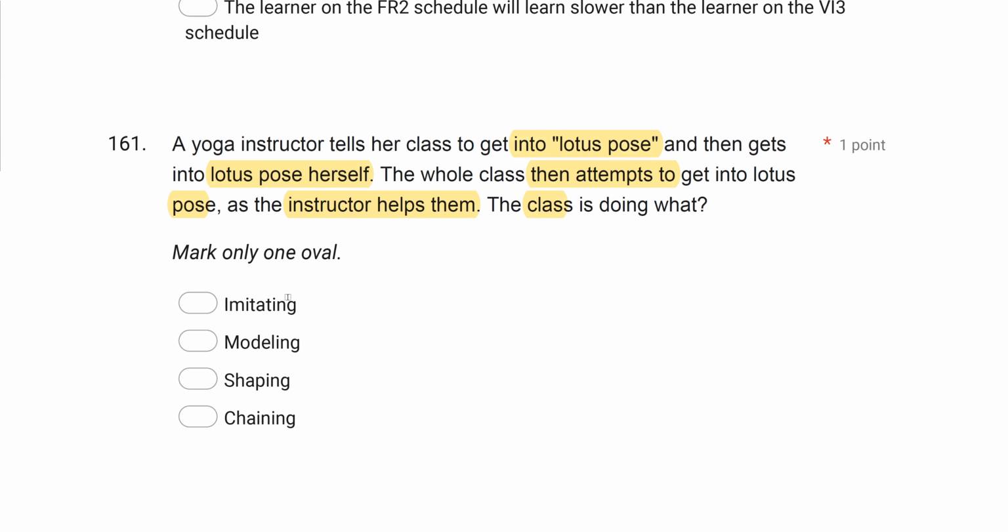There's a lot of questions on the exam. Some of them will be easy. Answer the easy one, trust your preparation. Let's move on. It's of course not modeling. That's what the yoga instructor is doing, where we're looking at the class. Shaping, we're not talking about approximations or reinforcement of approximations. And then chaining, we're not talking forward, backwards, task analysis, any of those ideas. It's a simple imitation question. Yoga instructor demonstrates lotus pose, class imitates lotus pose, class is imitating.